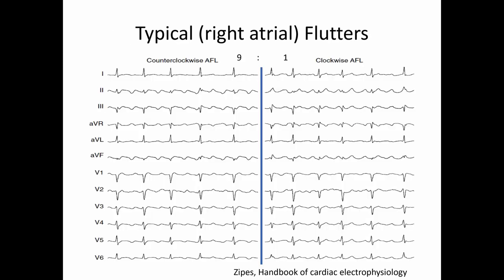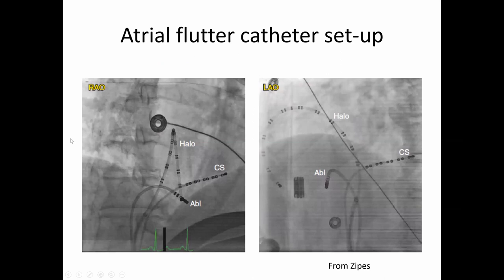So lastly, just to talk about atrial flutters. Obviously, counterclockwise or clockwise, and you're nine times more likely to have counterclockwise flutter, which is negative in the inferior leads and positive in V1, and clockwise atrial flutter is the opposite. Clockwise atrial flutter can sometimes look really irregular and you can wonder if it's AF, but if you look at it carefully, you'll see the atrial activation.